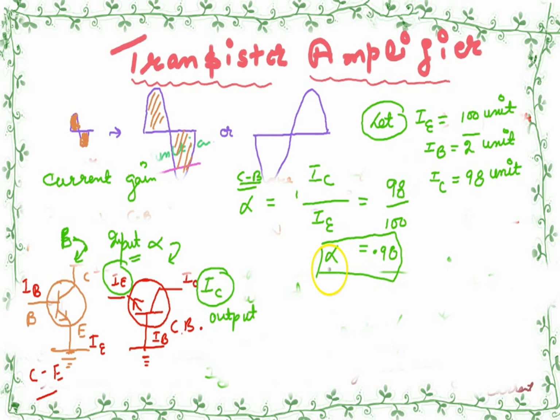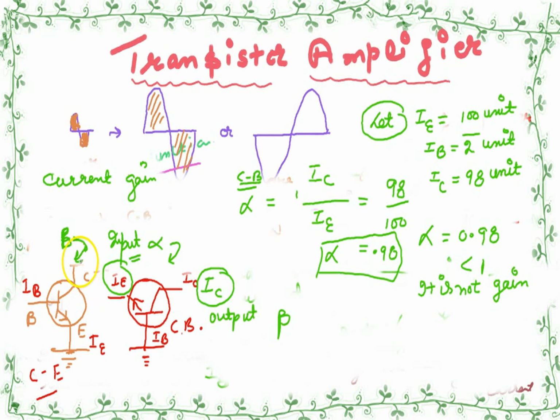It is less than 1. So if it is less than 1, it is not actually a gain, but it is a loss. This is again a question for you. Why is alpha called a gain, as it is coming less than 1 here?